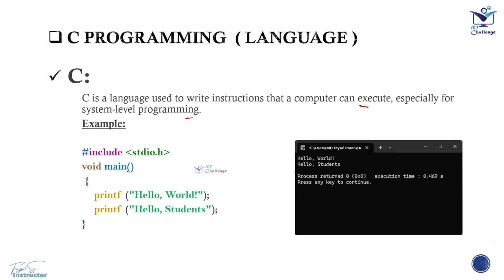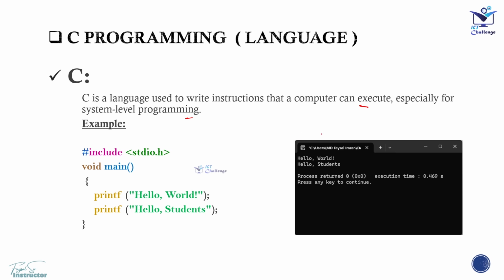So here we have an example. Maybe you don't understand this example because this is your initial stage. We just write a code that you could be familiar with later in the class. So here #include <stdio.h>, this is the main structure of a program. We just understand the structure. After that void main, then we have a printf. So printf means it must print something. So what is the printable item? Here "Hello, World!" with an exclamation sign. After that we have another printf, "Hello, students".